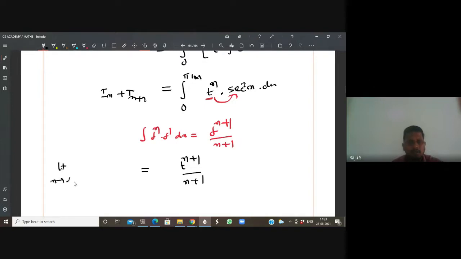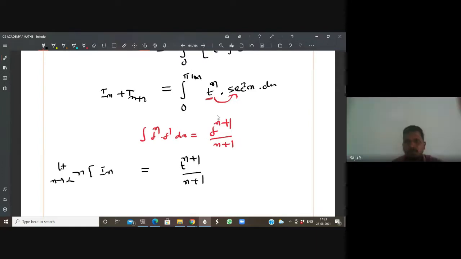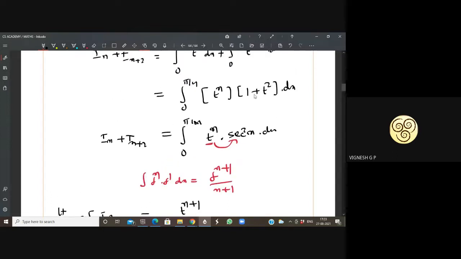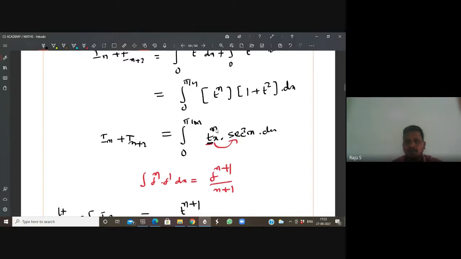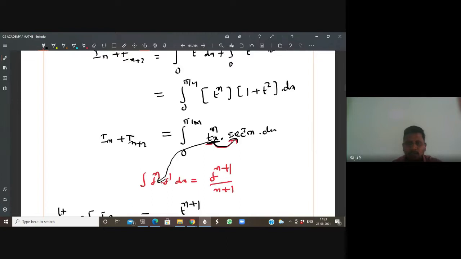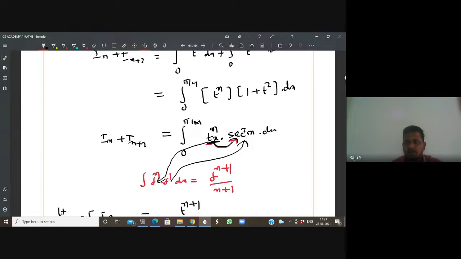Sir, could you explain the last before step, sir? Yes, here tan x whole power n. What is the tan x derivative? Secant square or not? So what is the function here? f is tan x. What is f dash of x? Secant square x. So it satisfies this condition or not? Yes, sir. So tan power n plus 1 by n plus 1.